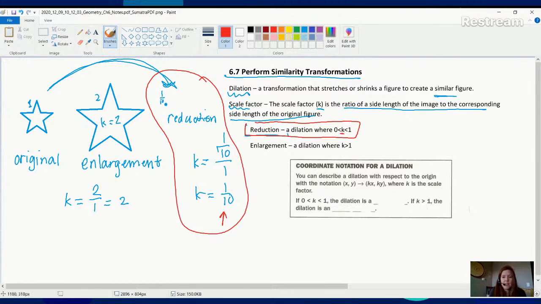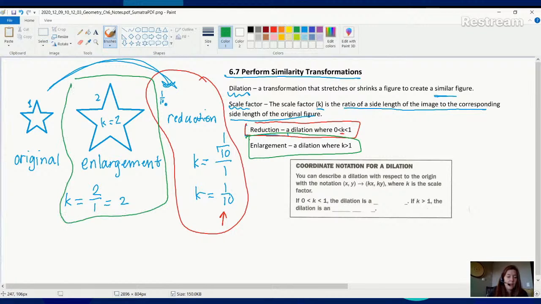An enlargement is any time where your K is greater than 1. So that makes sense. Anytime that you have a K value of greater than 1, you're making it bigger. So we doubled the size of the star. If we'd had a scale factor of 10, that would be 10 times as big. Okay, so it's pretty easy stuff. I feel like it makes more sense as a scale factor when we talk about it in this way. All right, but wait, there's more.